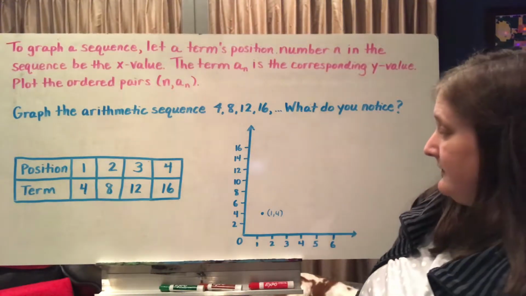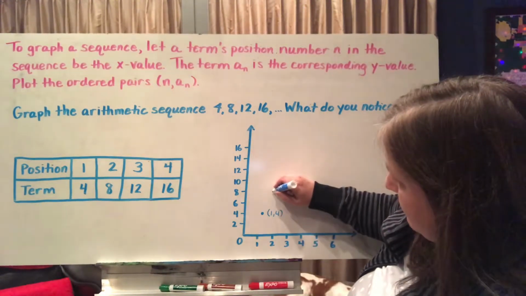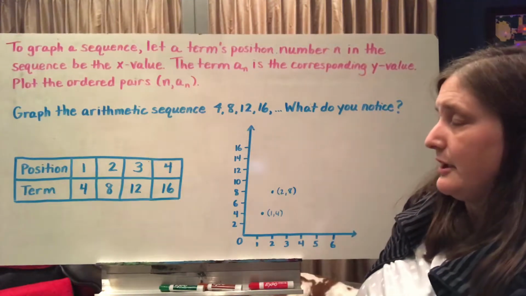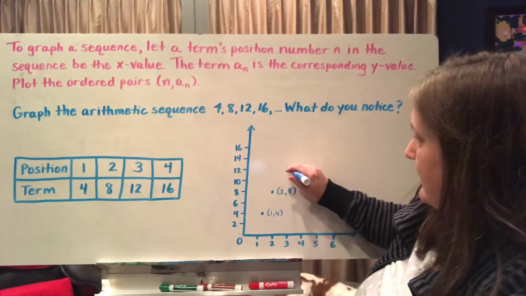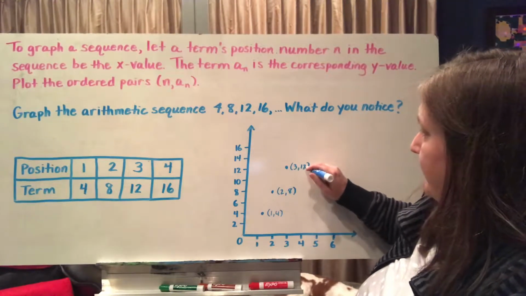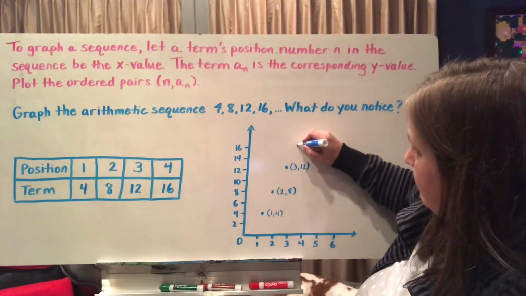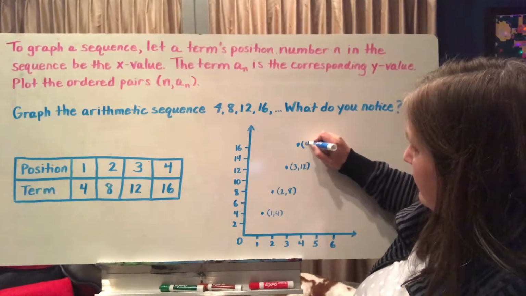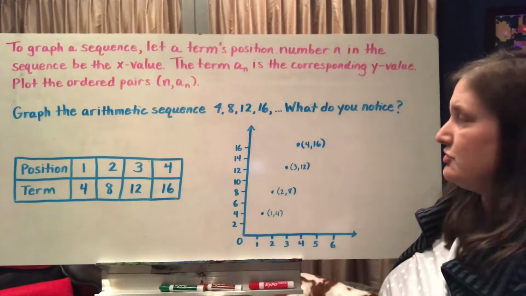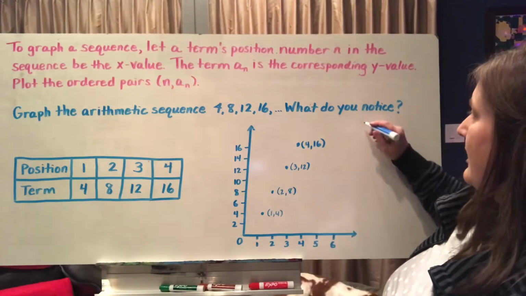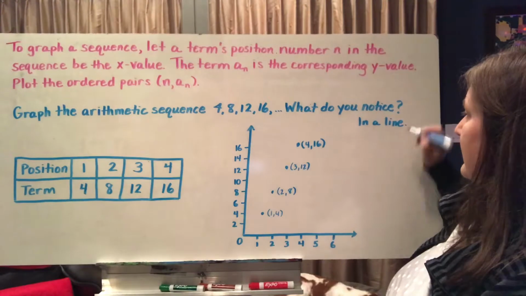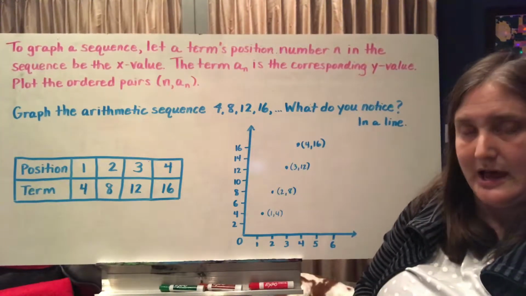The second number in my sequence was 8. That's going to become (2, 8). My third number was 12, so (3, 12). And my fourth number was 16. And they're asking us what we notice here. And what we should notice is these points are in a line. So if I wanted to connect them, they would be in a straight line.